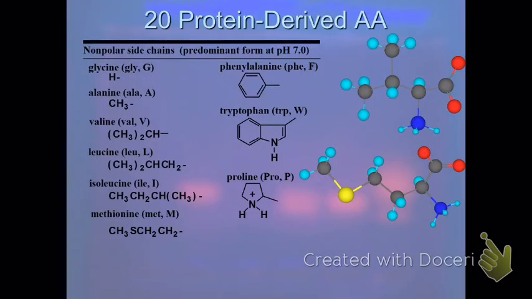Okay, and then this last one on the nonpolar side is proline. And proline is very, very special, okay? Proline is the only one where the R group, in case you couldn't tell from here, doubles back and connects to itself. Now, I absolutely hate the way they have this one drawn, because it doesn't even look like an amino acid.